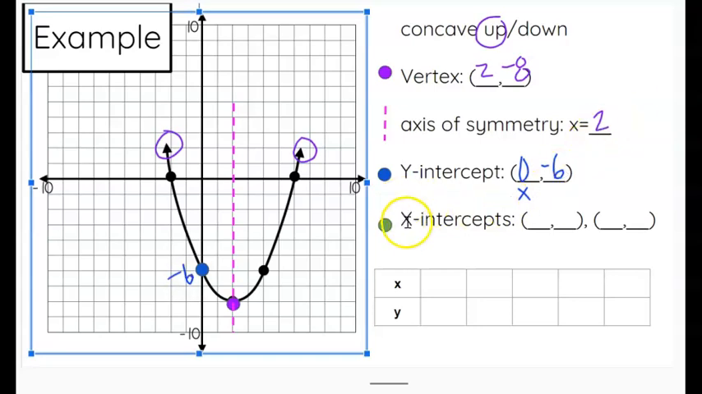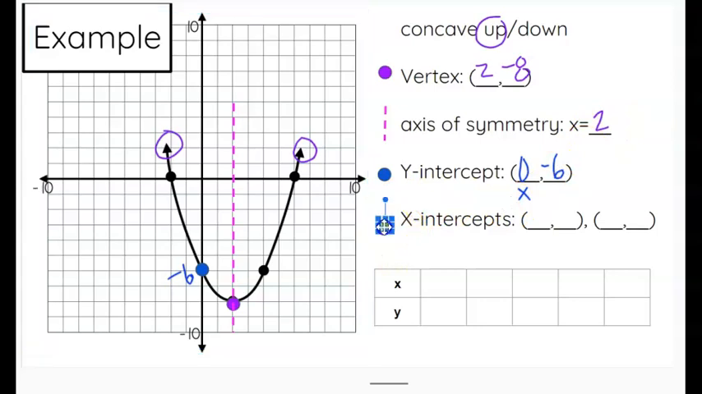All right, last piece is those x-intercepts. So we have our x-intercept here and an x-intercept here. And so for that, those points are -2, 0 and 6, 0. So opposite of the y-intercept, x-intercepts are when y equals 0. And then the x number is going to be where we cross on that x-axis. So here's -2, and then here is 6.